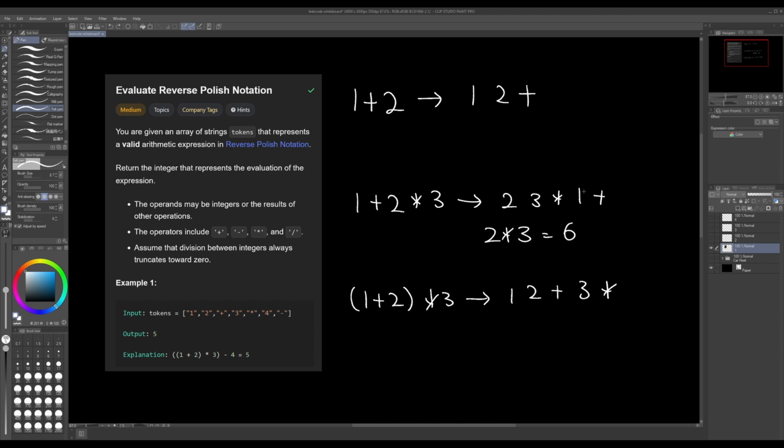And then after we get a 6, we see a 1, and it's like, okay, there's a 6 and a 1, but we don't know what we're doing with it. And then we encounter this plus, like, oh yeah, we want to add that. So the answer is 7, right?